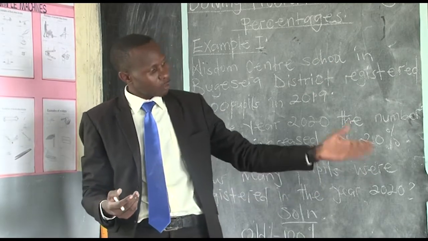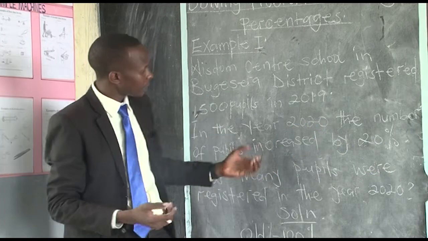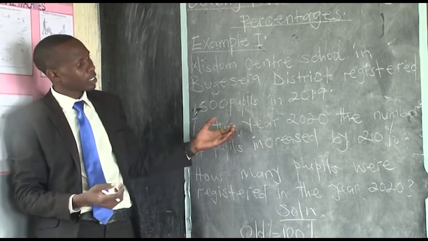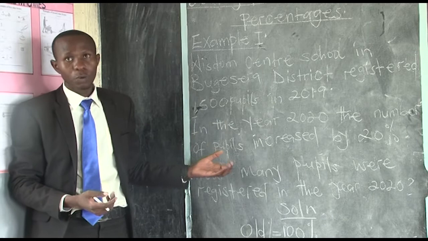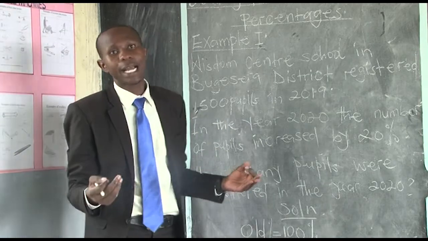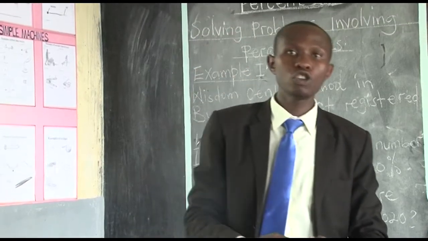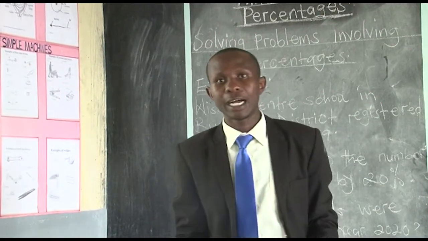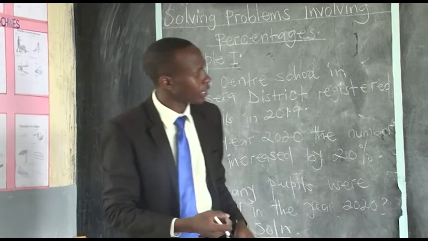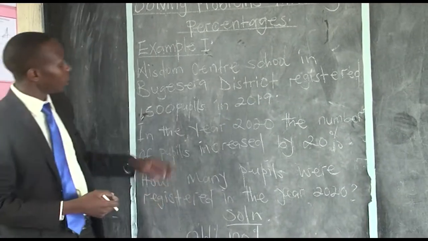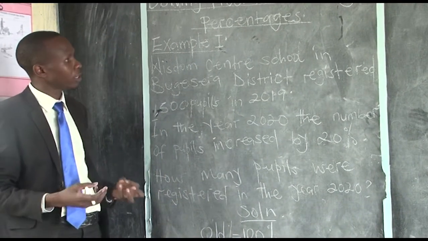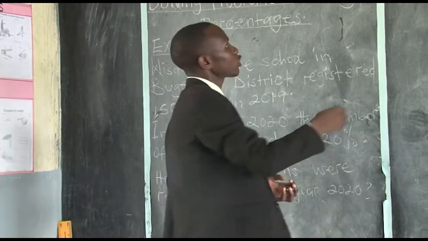We shall get 1,800, take away 1,500, which will give us 300 as the difference. And that difference is the new number of new learners. And those new learners are the ones we are valuing as an increment. Then when you look, we have also another second method. This one we shall take as method one.